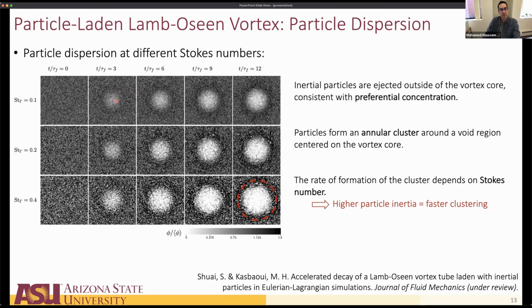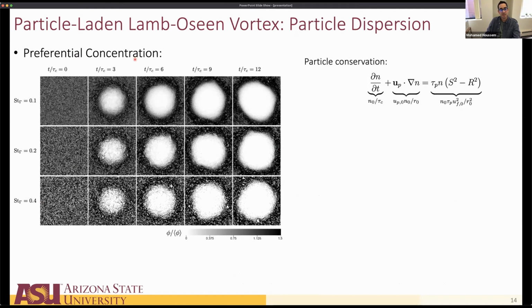What happens is that the particles are gradually ejected from the vortex core. These particles accumulate along annular clusters, so ring-shaped clusters. With increasing Stokes number, this clustering happens faster and the formation of the void bubble happens faster. This is something that may be predicted just by thinking about the preferential concentration mechanism. Now we know that preferential concentration is the key aspect for this clustering, so maybe we can write that into equations and figure out a clustering time scale that makes the behavior self-similar.